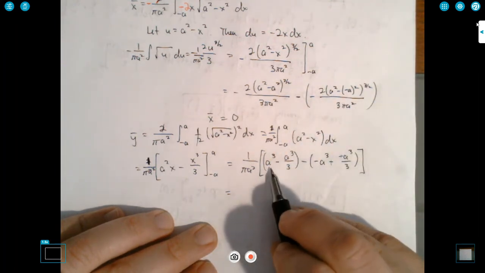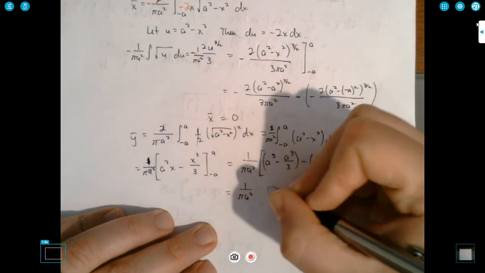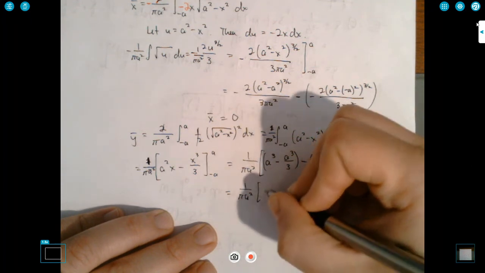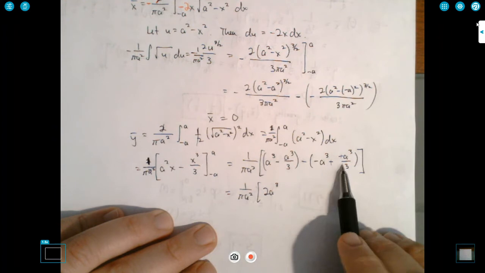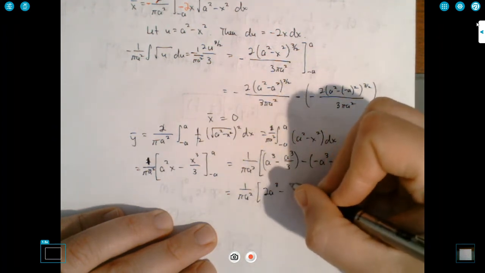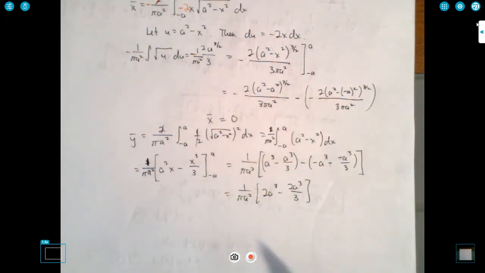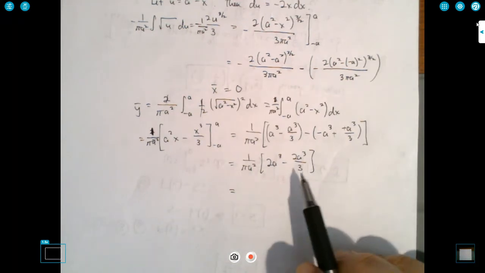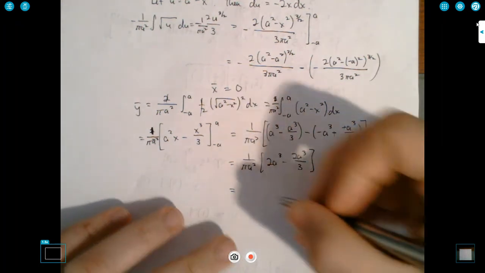Okay, so it looks like I'm going to have a cubed plus a cubed. That's 2a cubed. And then negative a cubed over 3 minus a cubed over 3. So minus 2a cubed over 3. Okay, this should clean up a little bit. This would be 6a cubed over 3. So 6a cubed over 3 minus 2a cubed over 3 would be 4a cubed over 3.